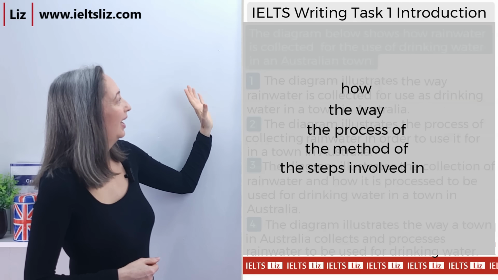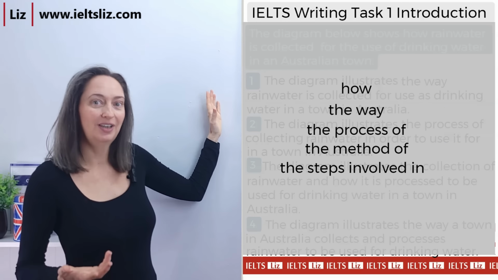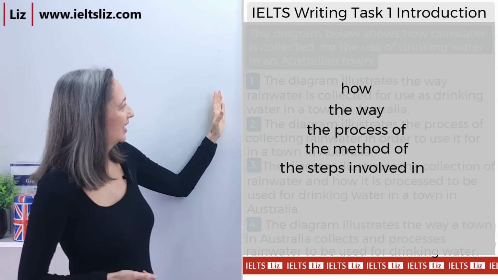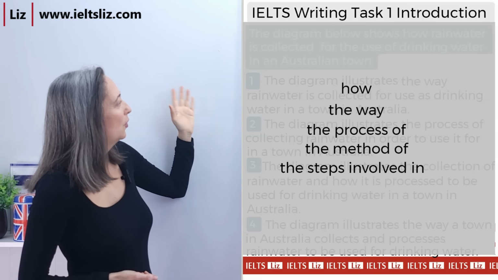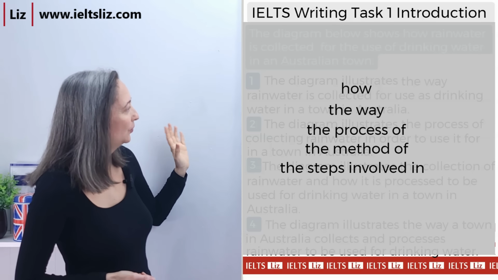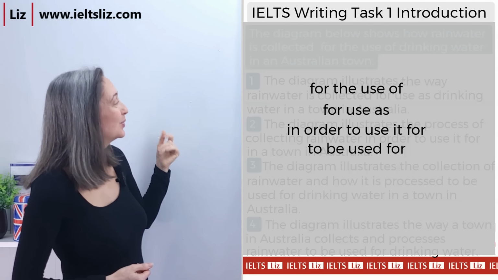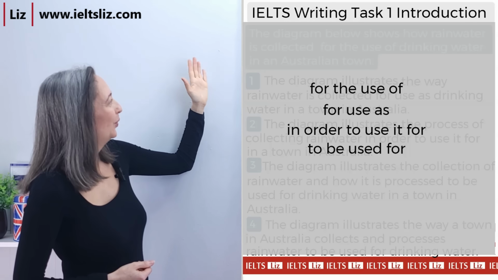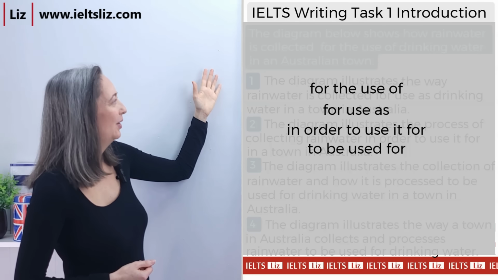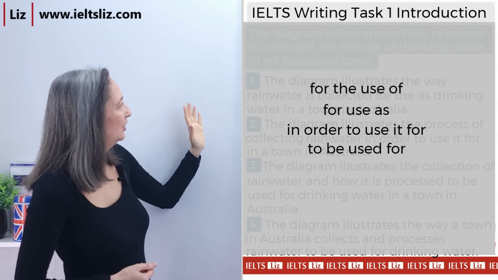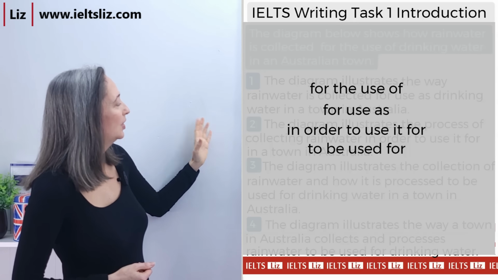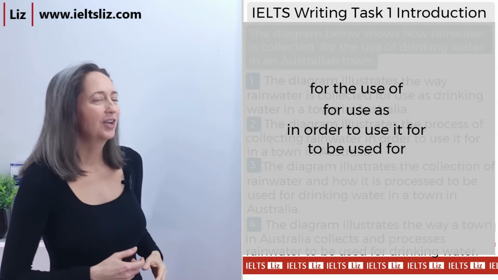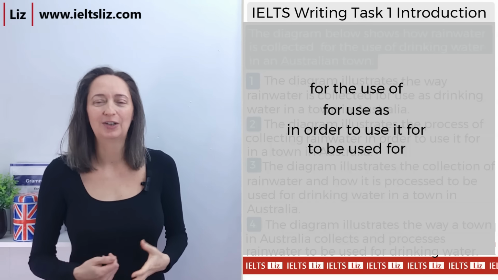Now we come to how, which is given in the description. We could say the way, the process of, the method of, the steps involved in. And when it comes to use, what else have we got? For the use of, that's the noun. For use as, in order to use it for, to be used for. So again, a nice variety of language.